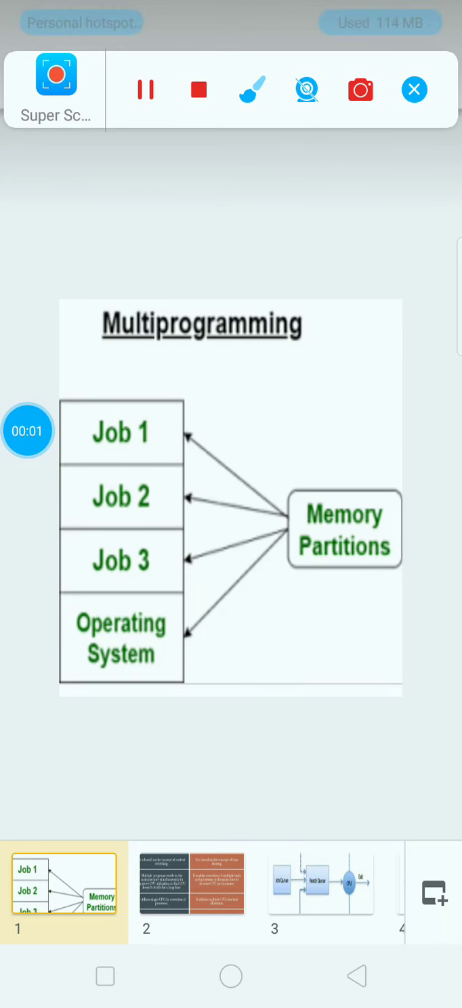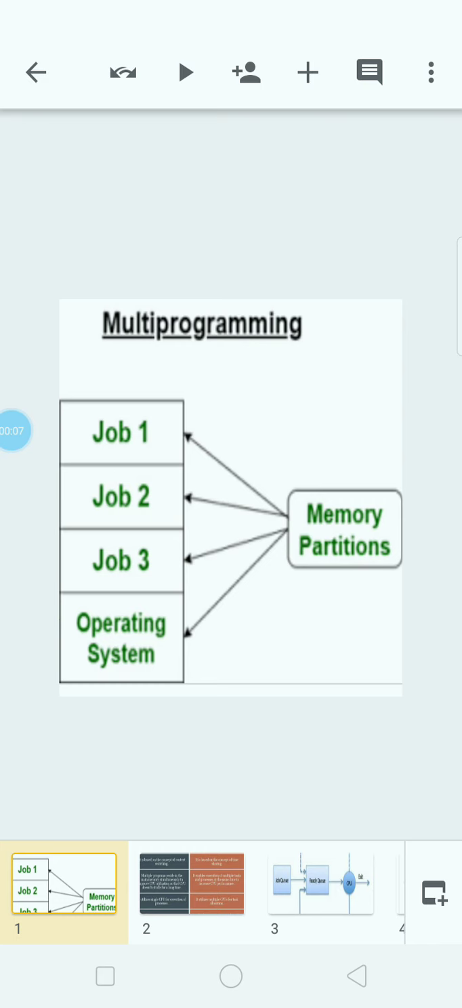Hello students, today we are going to learn about multi-programming. Multi-programming is a parallel processing in which multiple programs can run simultaneously. Multi-programming is the allocation of more than one concurrent program on a computer system and its resources.